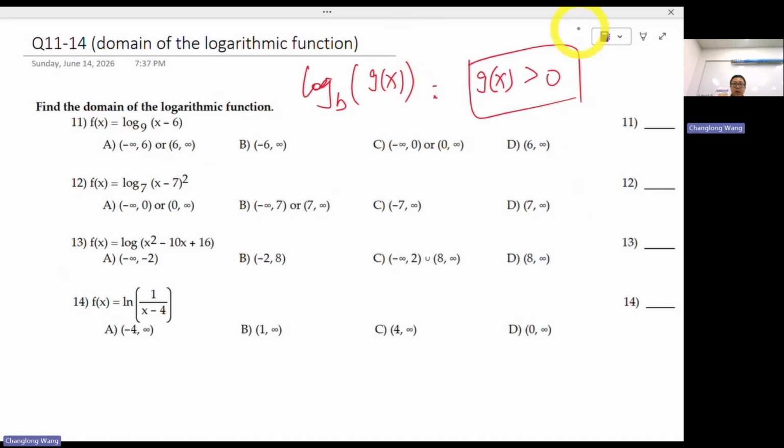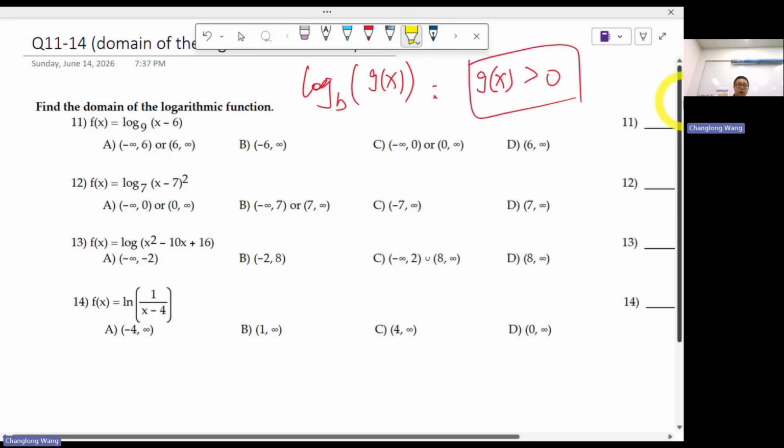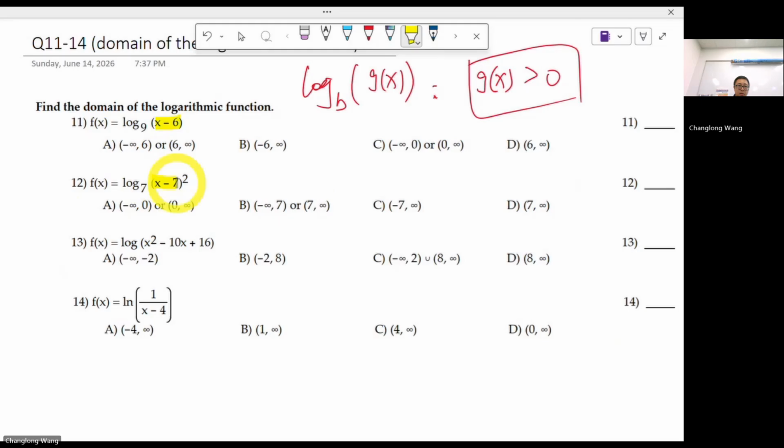So now let me highlight the part that stays inside the log from those questions. And let's see some of the easy ones that I hope you can read off right away from the options. So basically, first one, x minus 6 has to be positive. Don't you think x has to be greater than 6? Well, the way you see it, if you want, write down one more step: x minus 6 must be positive, right? You guys still remember how to solve a linear inequality?